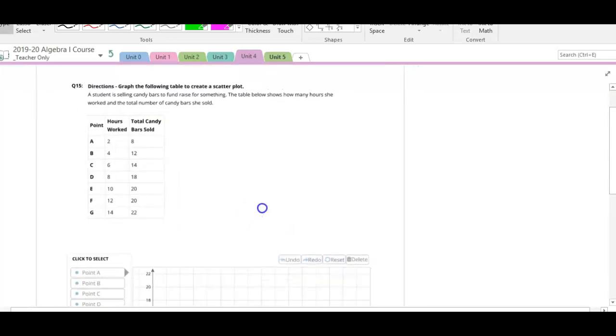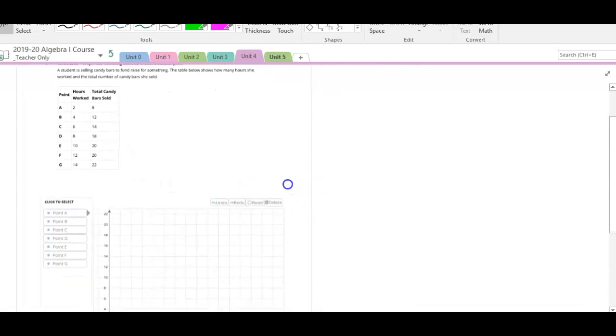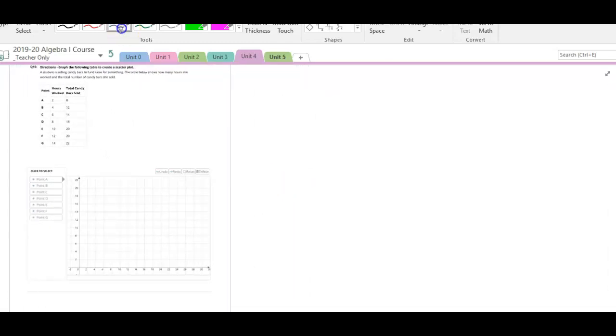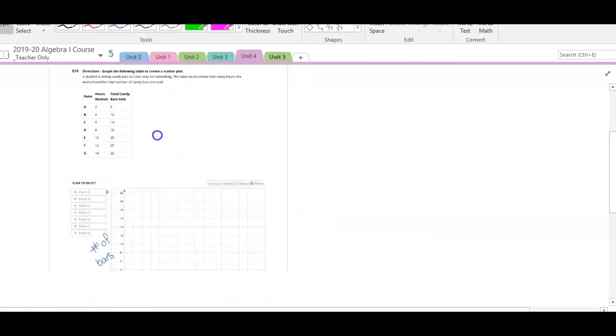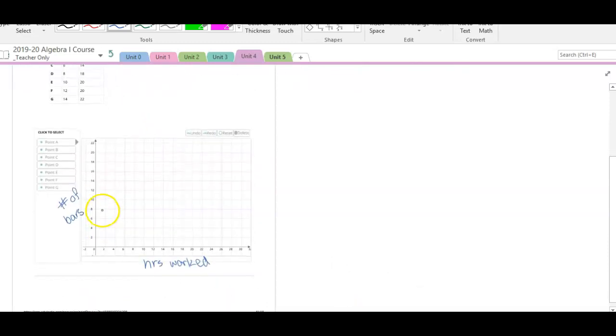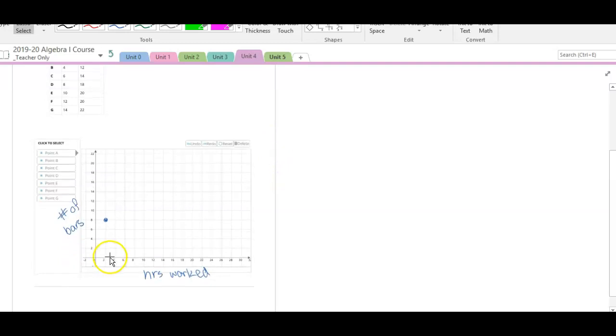Looking at the next one, we're going to create a scatter plot. Hours worked is going along the x-axis, and number of candy bars is going to be on the y-axis. So the point 2, 8 is our first. 2, 8. Point B is 4, 12, so we go over to 4, up to 12, put a point.